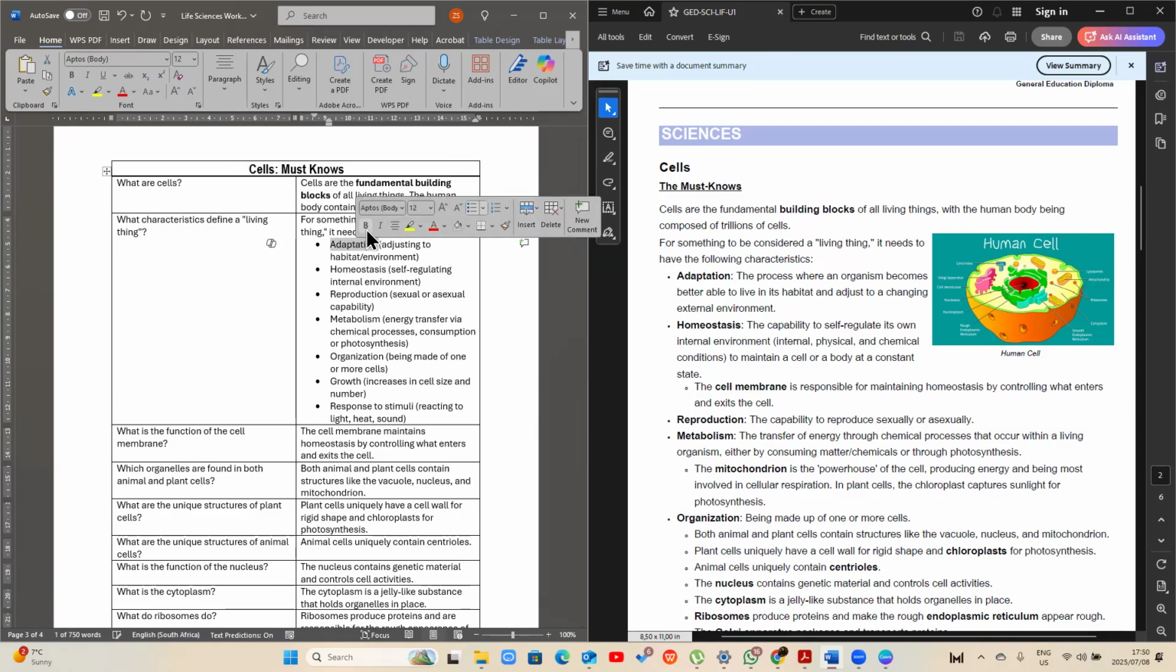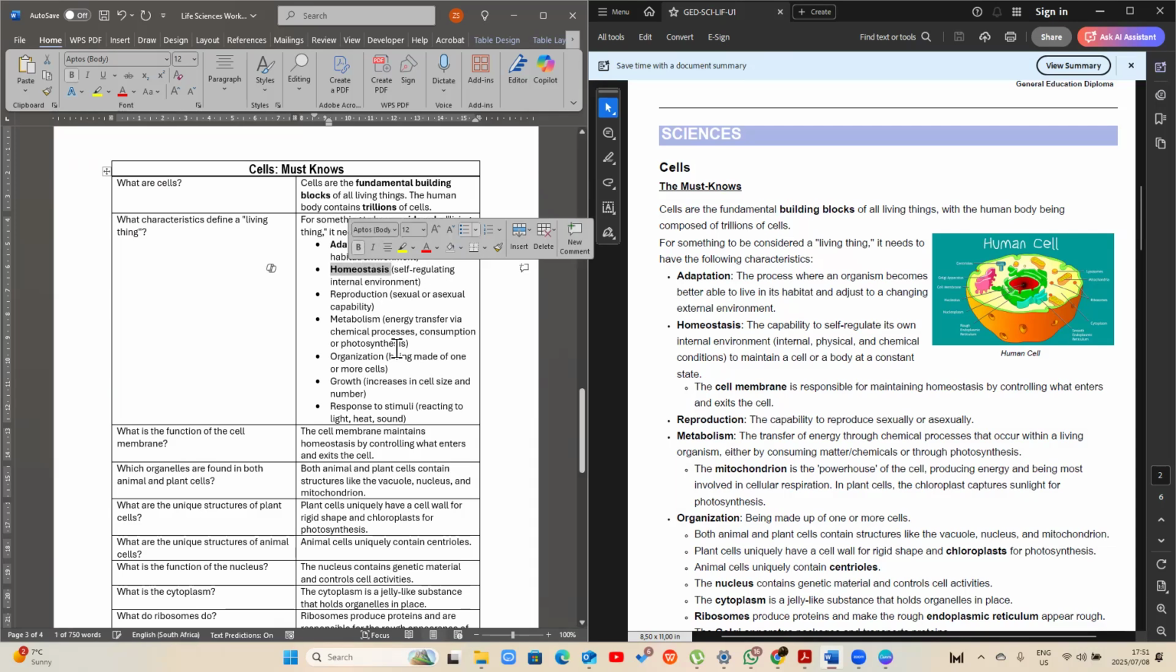First, something that is alive needs to be able to adapt. This means that it can adjust to its habitat or the environment that it lives in, so it doesn't get too hot, too cold, etc. Adapting is being able to overcome something that might harm you.